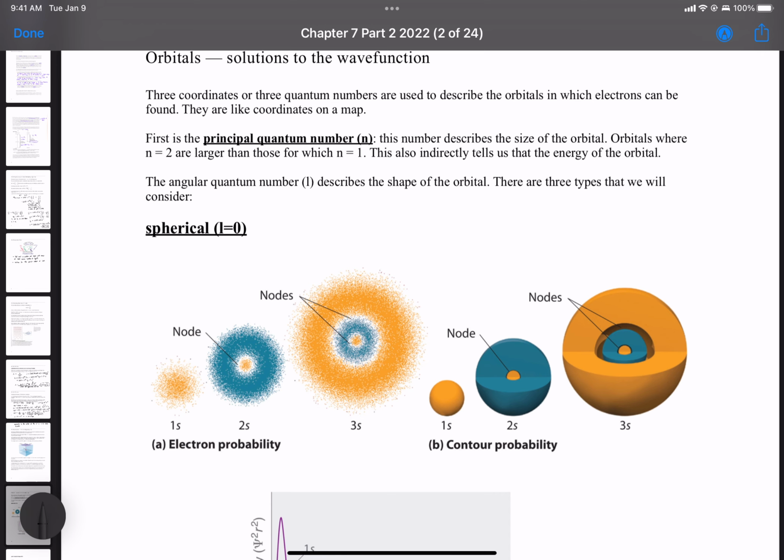Okay? So the second quantum number is L. L describes the shape. One number describes the size of the orbital, and the other number describes what type of orbital you have. There are 3 types we will consider. So when L is 0, it's spherical, like these spherical shapes you see here.